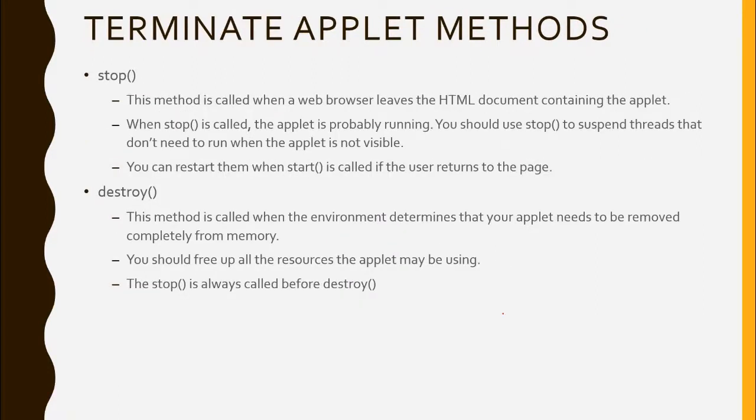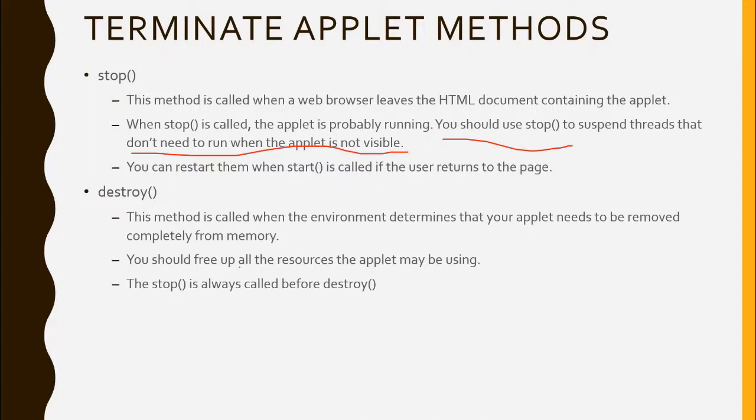Terminate applet methods: stop, destroy. The stop method is called when a web browser leaves the HTML document containing the applet. When stop is called, the applet is probably running. You should use stop to suspend threads that don't need to run when the applet is not visible. You don't want something to run when it is not visible, so if your thread or something behind the scenes is running, you can bring it to a halt so that it is not in priority. Then you can restart them when start is called if the user returns to the page.